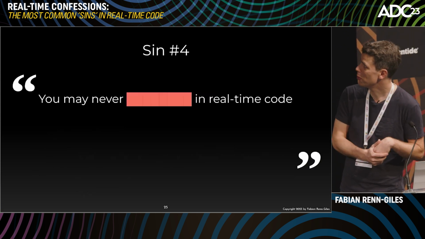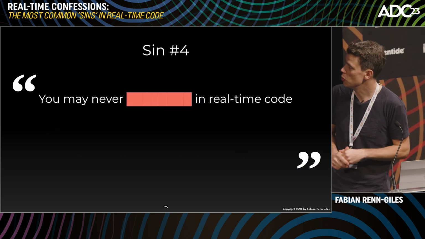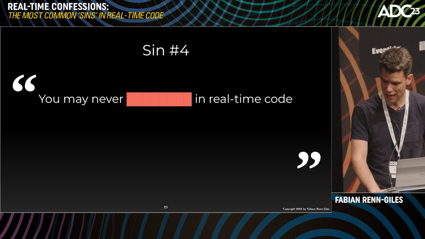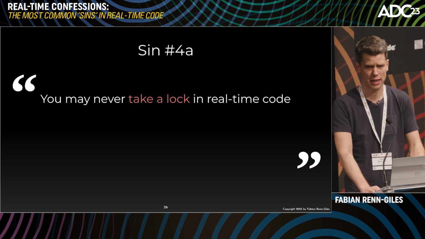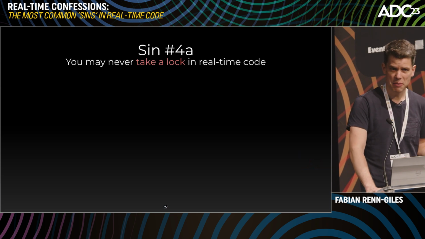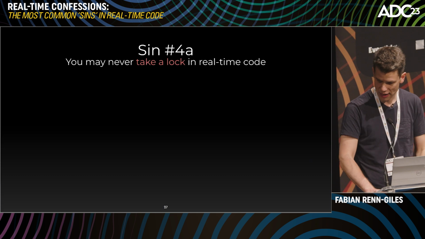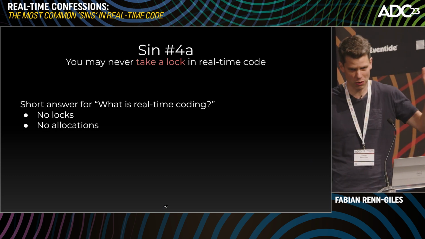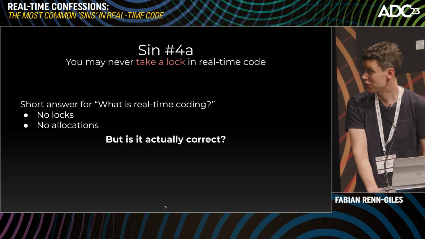Okay, sin number 4 is a whole group of sins which I've bunched together, which is you may never beep in real-time code, so we'll replace that beep with different things. The first thing, you may never take a lock in real-time code. So if people ask me what does real-time coding mean, and I'm short on time, then I just always say no locks, no allocations. That's sort of my short version for what real-time code means. But is that really true?